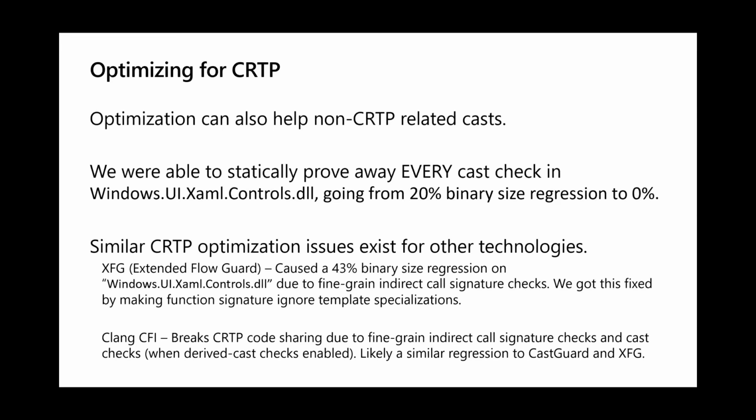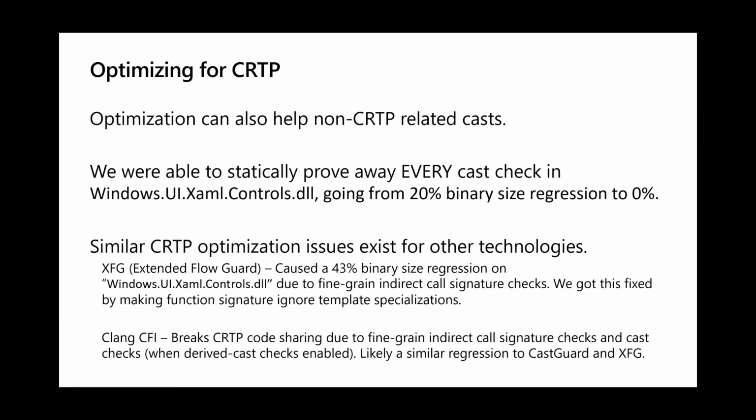And something else that was interesting is that Clang CFI and XFG, which is a technology that Microsoft has been working on that's similar to Clang CFI, they also caused really big optimization issues with the CRTP programming pattern. On this same binary that had a 20% regression with CastGuard, XFG had a 43% binary size regression. And so we went and made some changes to XFG to make it not care about these template parameters to classes. So we kind of weakened the security of it so that we could eliminate this 43% binary size regression.